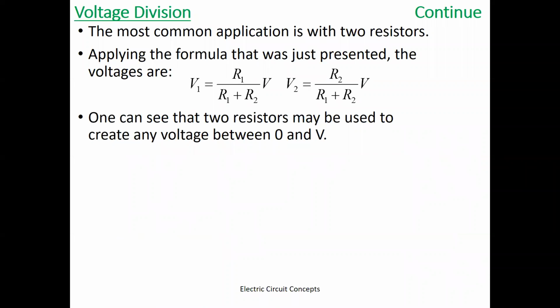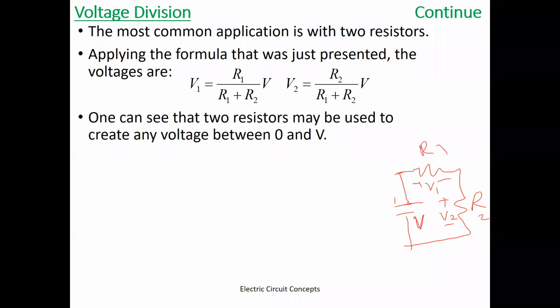Okay, so let's say we have two resistors, R1 and R2, and the supply voltage V here. We need to find V1 and V2 using voltage division. It's the same way: we apply Ohm's law and find I equal to V over R1 plus R2.